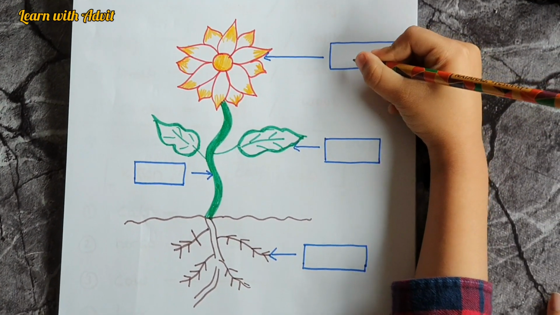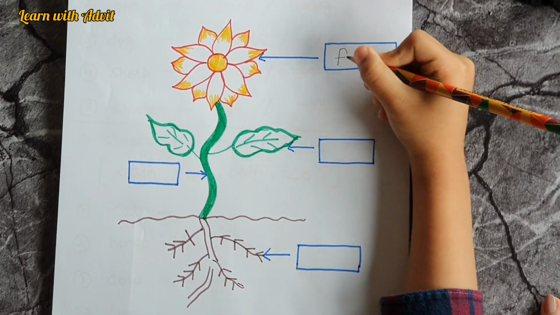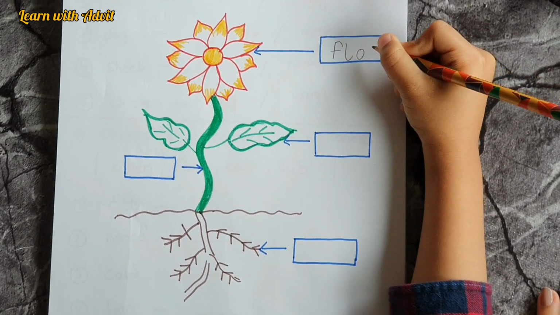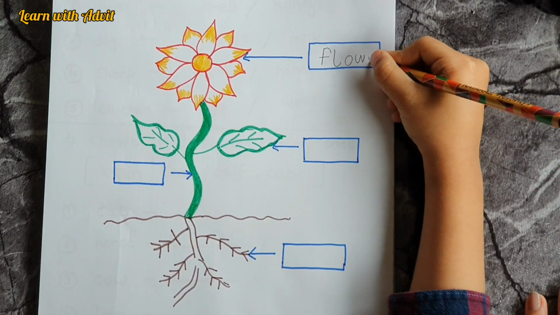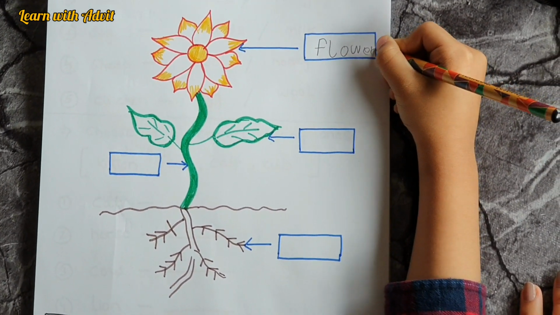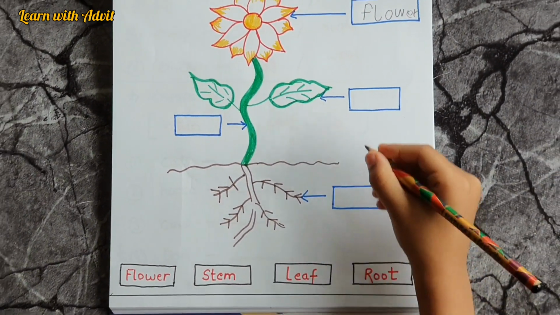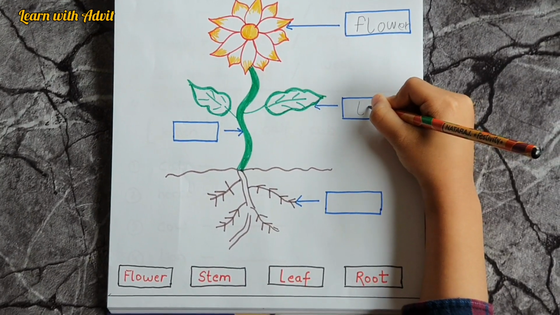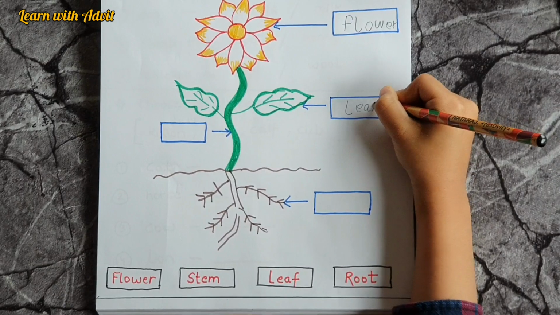This part is a flower. Yes, write it down fast. F L O W E R. Yes, write it down. This is a leaf. L E A F.